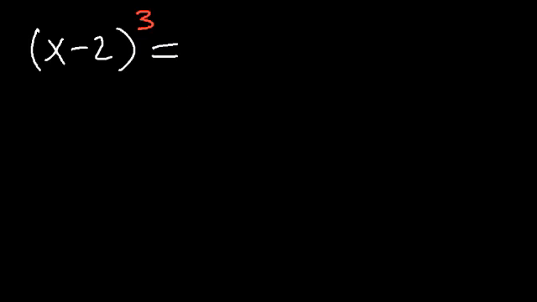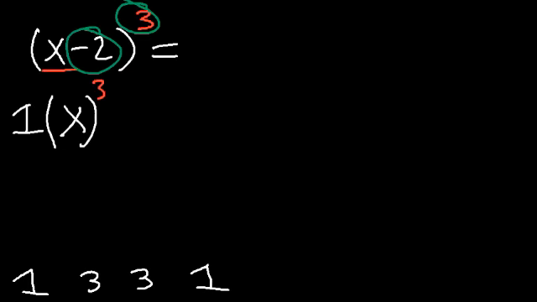Now, notice that we have an exponent of 3. So we want to use this row where the second number is 3. So the coefficients that will be useful to us are 1, 3, 3, and 1. The coefficient for the first term goes in order from left to right. It's 1. And then we're going to have the first letter, x, raised to the third power. And then the second part of the binomial, which is negative 2, raised to the 0 power.